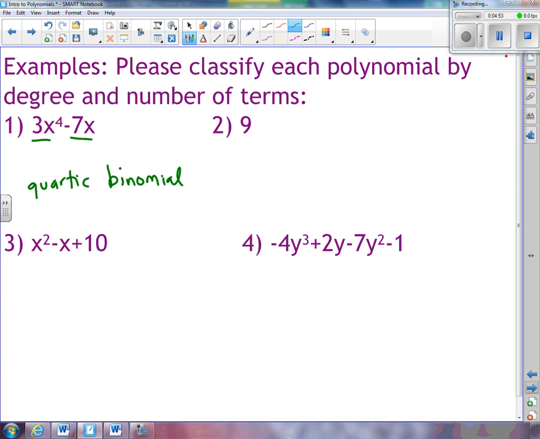Quartic binomial. Now here, there's only one term, and there's no variable, meaning that the highest power is 0, because 9 is really the same thing as 9x to the 0. So this is just a constant, one term, so monomial.